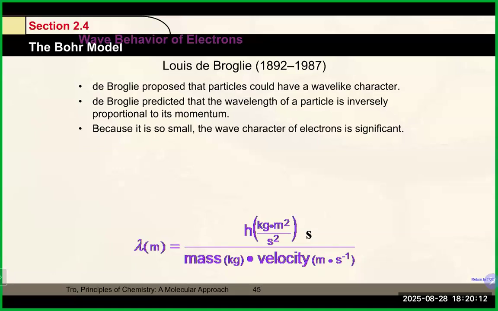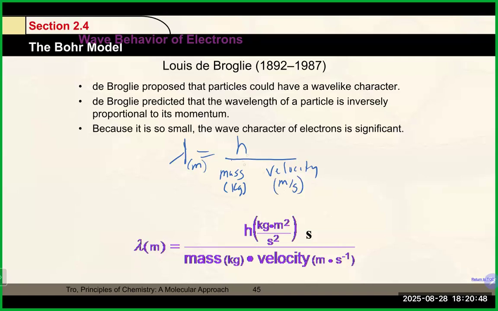Because those particles are so small, the wave character of electrons is relatively significant, and you could calculate what is sometimes referred to as the de Broglie wavelength, which is this formula here, in meters. h is our Planck's constant. This is the mass of the particle. It does need to be in kilograms. We're going to talk about why it needs to be in kilograms in just a second. And the velocity here of the particle in meters per second.